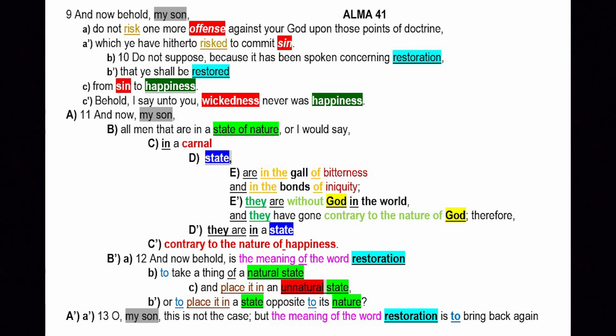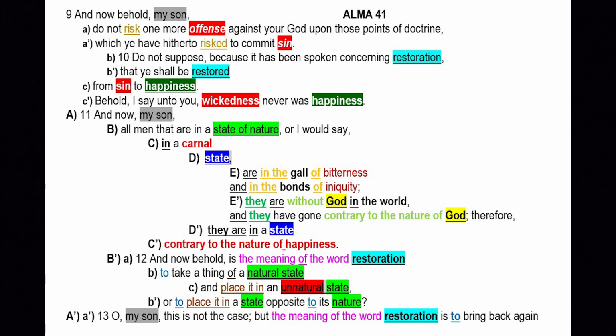In E, it says they are in the gall of bitterness, they are in the bonds of iniquity. This is kind of like a simple synonymous statement in there. They're repeating in both times. Bitterness and iniquity both kind of say the same thing, adding a little bit more to that. Gall, I don't know if that's like septic sewage or acid or something. Bonds of iniquity means you're chained down. And so they're not saying exactly the same thing, but they're phrases that do belong together.